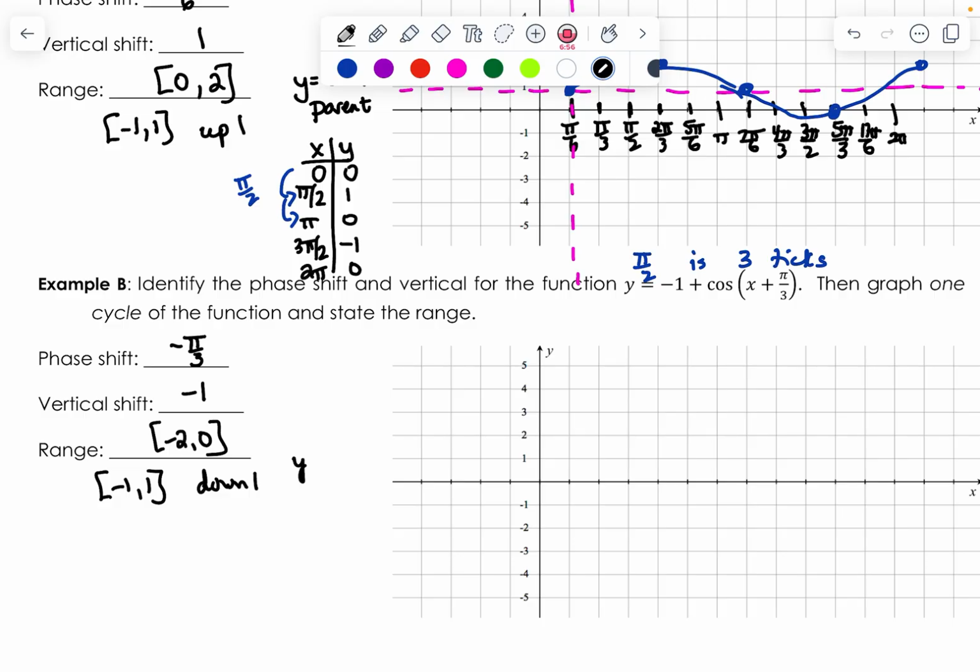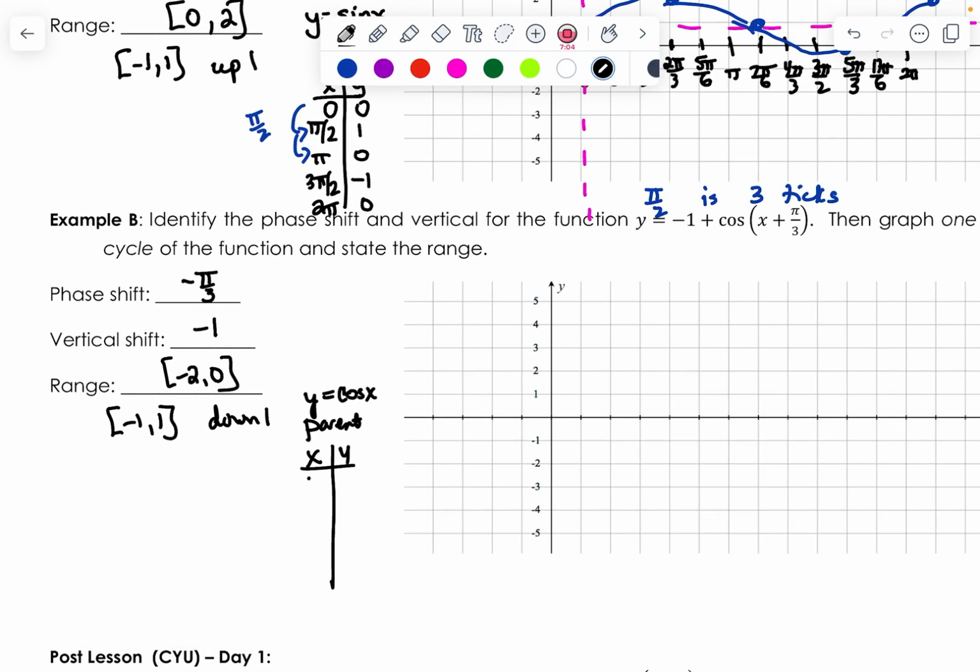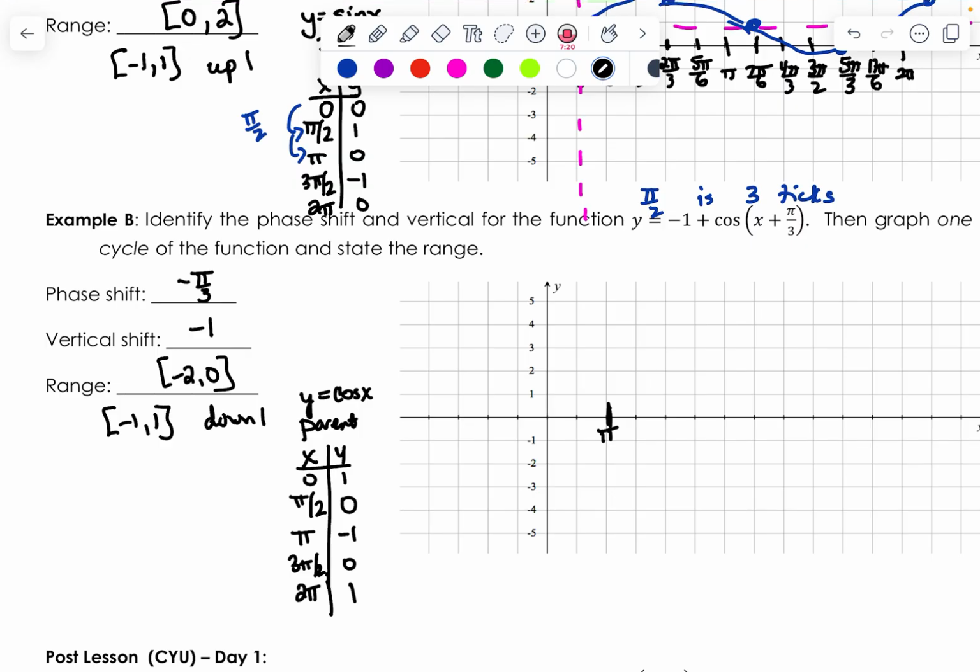Let's start with the parent function. That's the parent. So we'll make an xy chart: 0, pi over 2, pi, 3 pi over 2, 2 pi. That's going to go 1, 0, negative 1, 0, and back to 1. So I am going to go 2 ticks is pi over 3, 2 pi over 3, pi. This would be what? 4 pi over 3, 5 pi over 3, 6 pi over 3 is 2 pi.